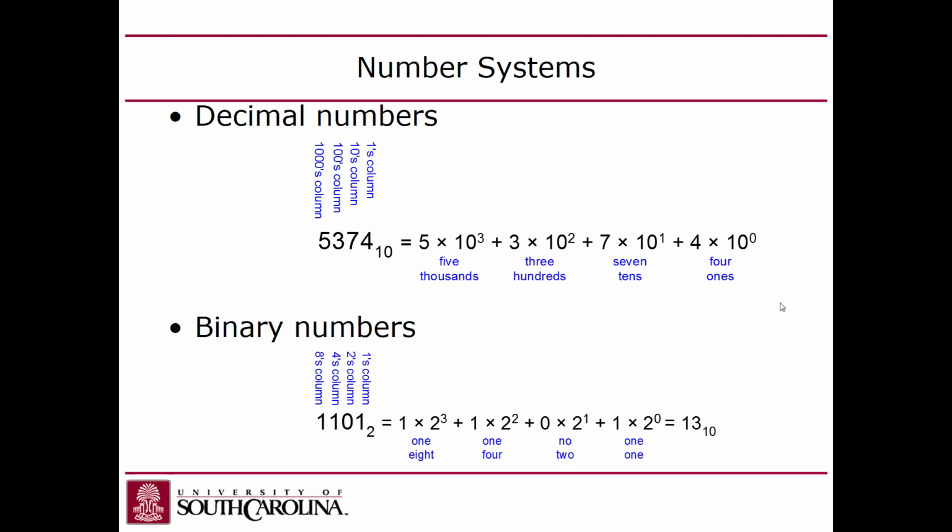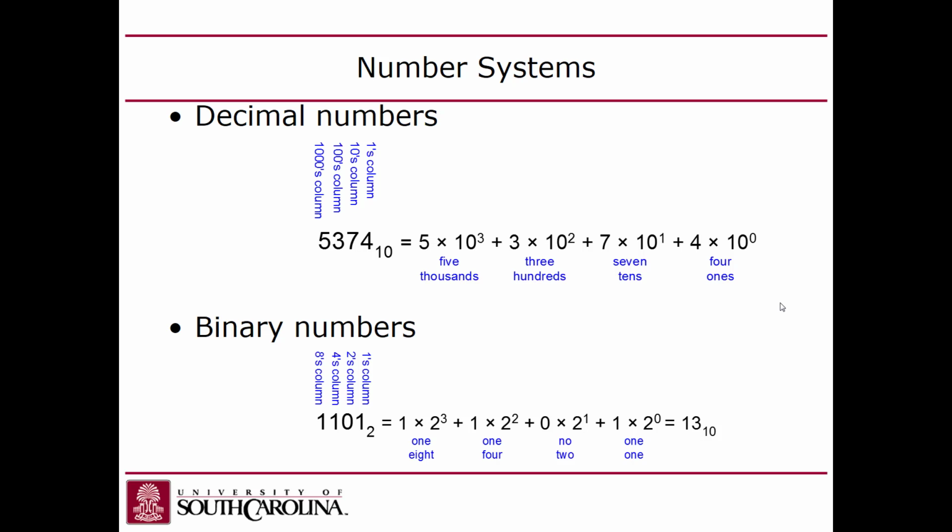So, normally when you see a number, especially a really big number, it's hard to read it from left to right. You've got to go from right to left, right? Binary works the same way, except the base is 2.